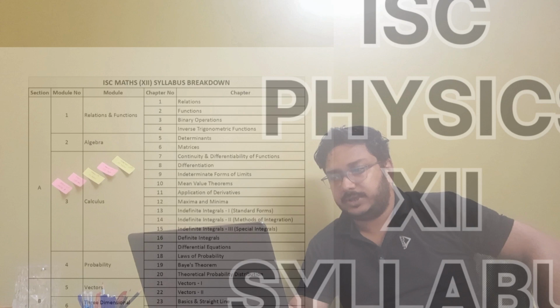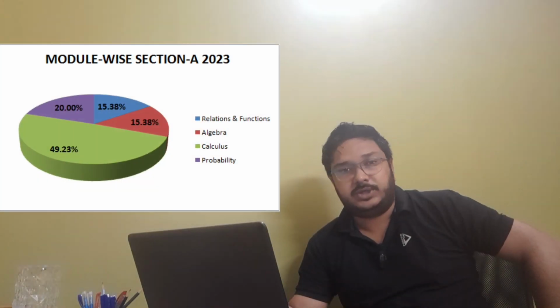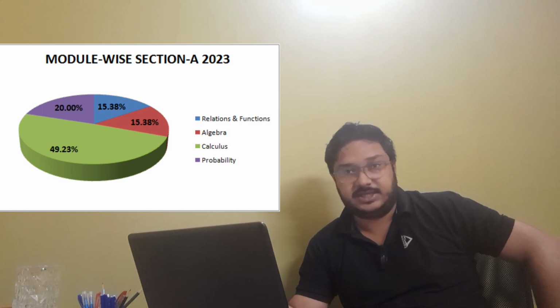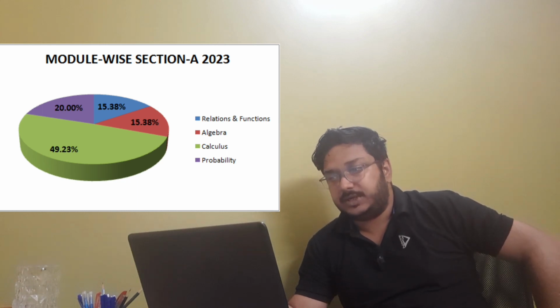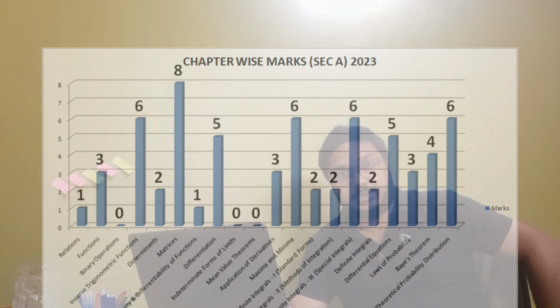So now let us go into breaking down year on year. So first we'll be starting with the year 2023. As you can see on the screen, calculus has about 49.23% of the questions in section A. If we look chapter wise, we will see that matrices has the highest amount of questions, about 12.31%. And there are a few chapters from which no questions came in section A, like binary operations, indeterminate forms of limits, and mean value theorems. So that was about section A.